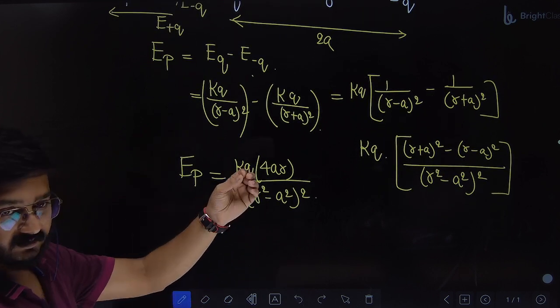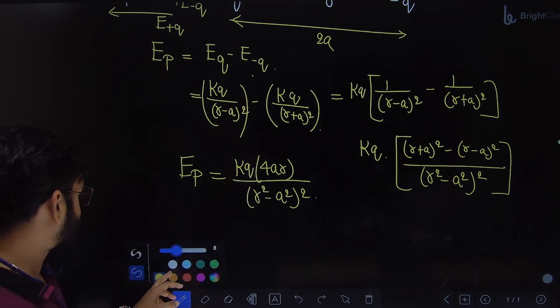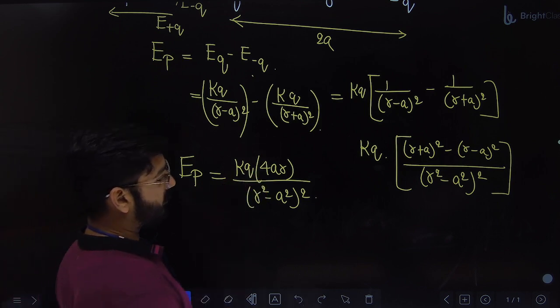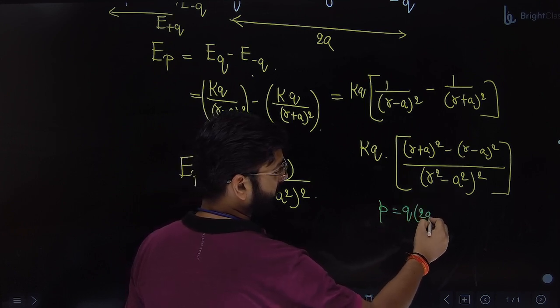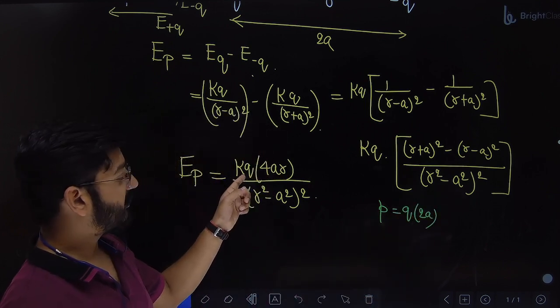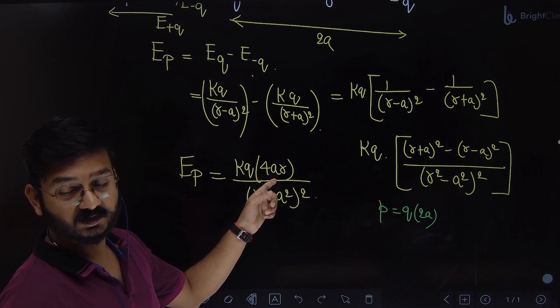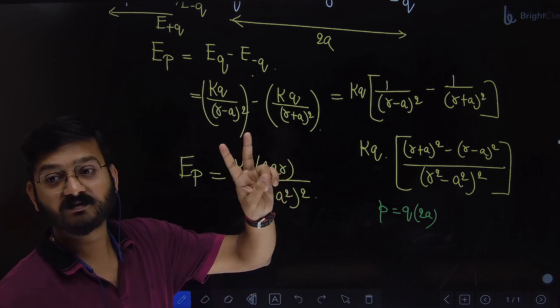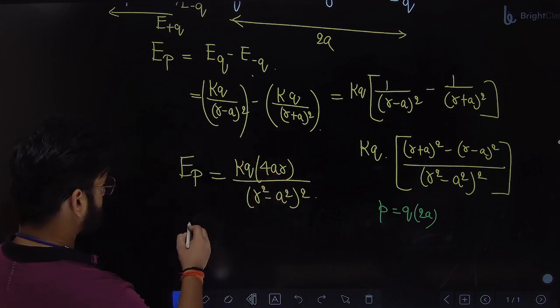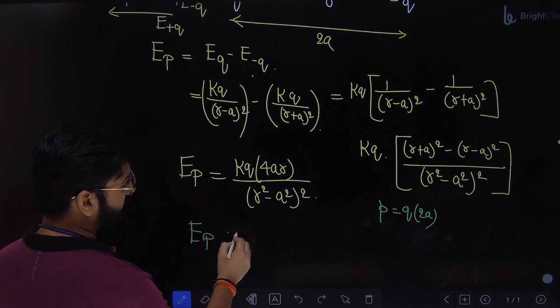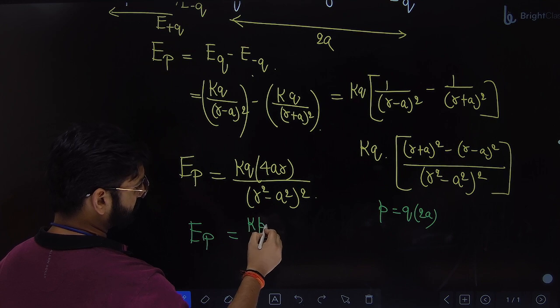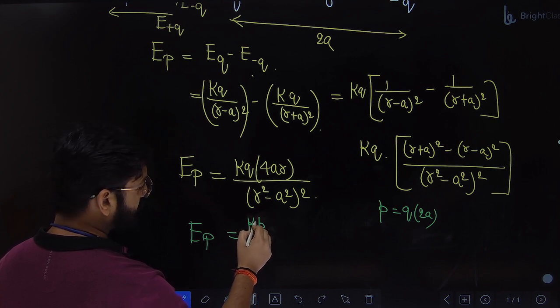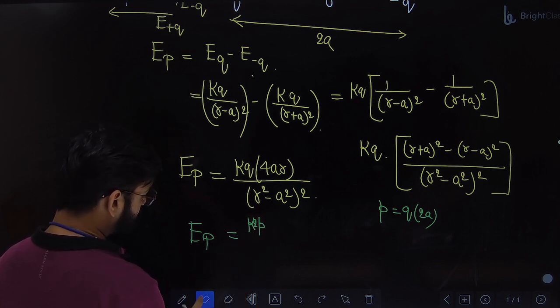Now just give me one more minute to explain a few more things. What is the dipole moment? Q into 2a. Here we have Q into 4a. Q into 4a will be what? Two times the dipole moment. So this will be K, P, how much P? 2P. So K into 2P.